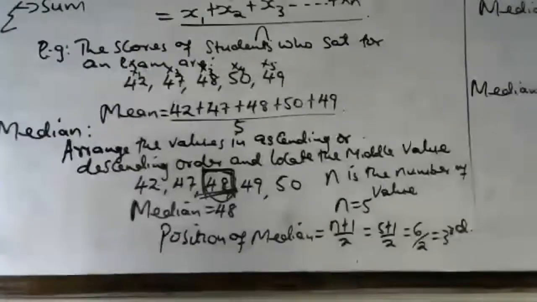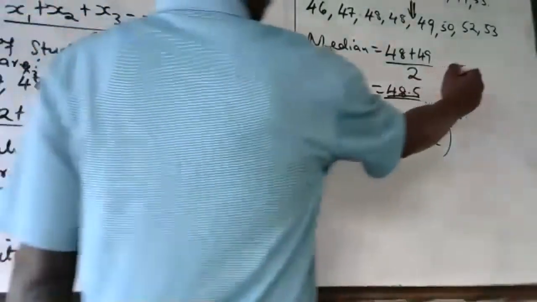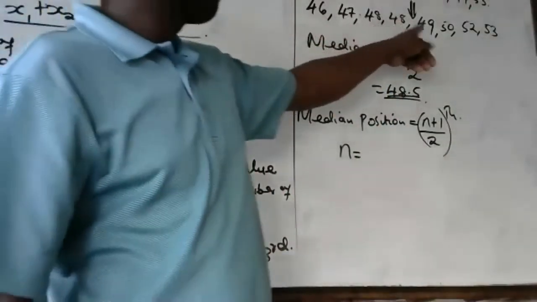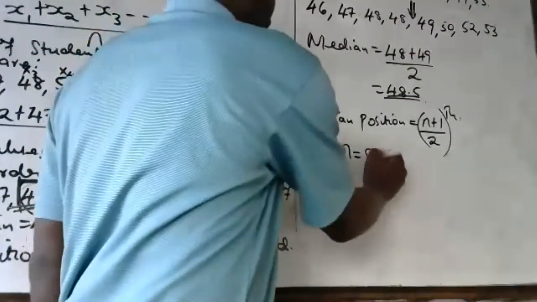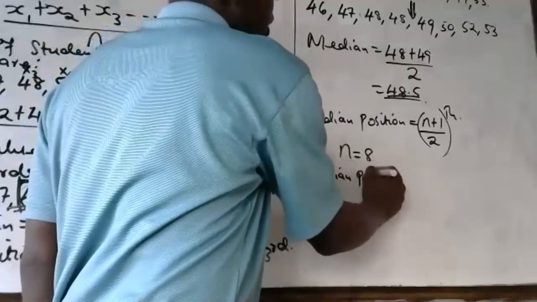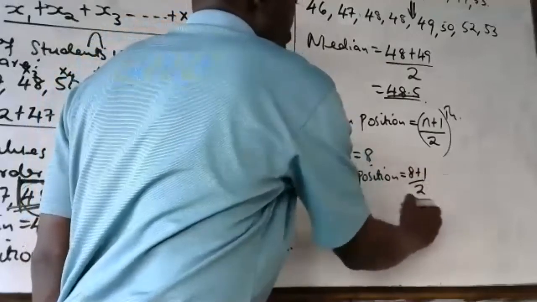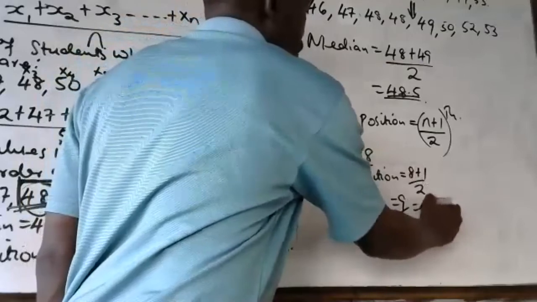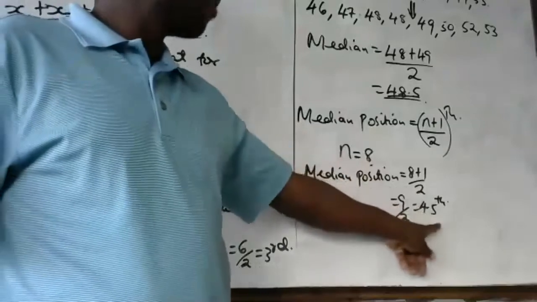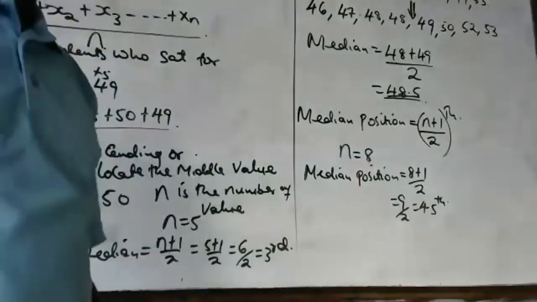The same case applies here. You can come here and find the median position. Remember, in this particular distribution, our n is 1, 2, 3, 4, 5, 6, 7, 8. Our n is 8. So the median position will be equal to 8 plus 1 over 2, which is 9 over 2, which is equal to 4.5. And remember, that is not the median. 4.5 is not the answer to the median. 4.5 is the position where the median is.